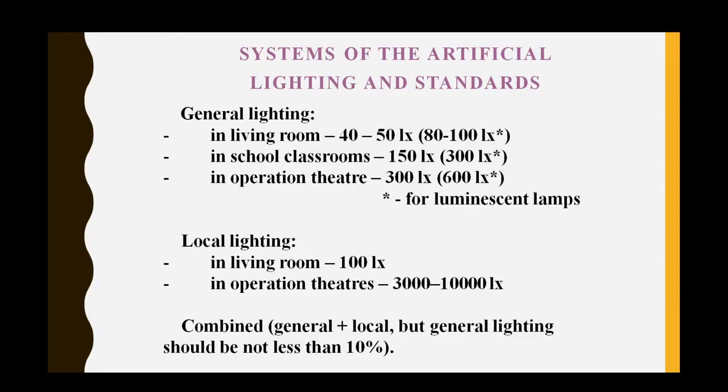General light standards for living room 40-50 lux, or twice more for luminescent lamps, 80-100 lux. For school rooms, 150 lux or 300 lux for luminescent lamps. In operation theater, minimum 300 lux. And local lighting in living room, 100 lux. In operation theater, minimum 3000 lux.